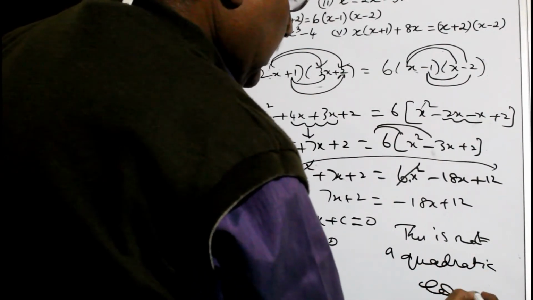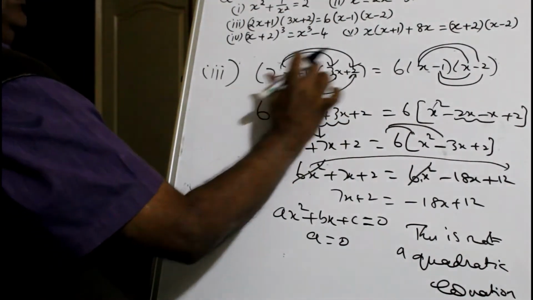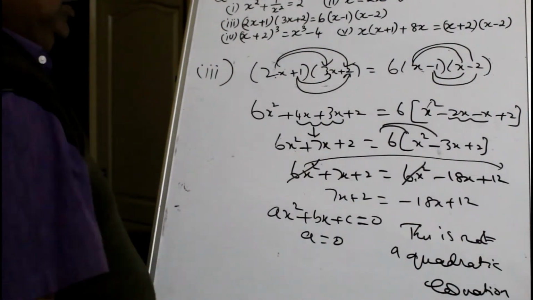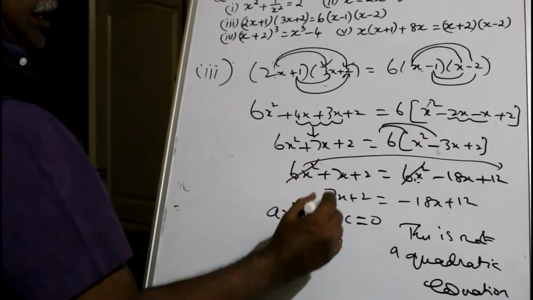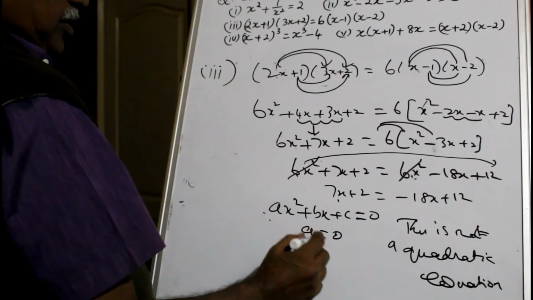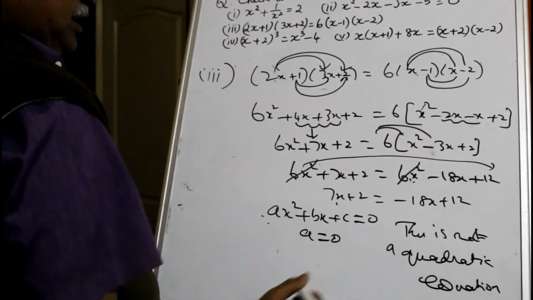Again, I repeat. This sum is nothing but they are given in a format of multiplication. We have to multiply patiently. When you multiply, what happens? The x squared term gets cancelled, goes off, only the x term remains. So this is not of the form ax squared plus bx plus c. Here a becomes 0. Therefore, this is not a quadratic equation.